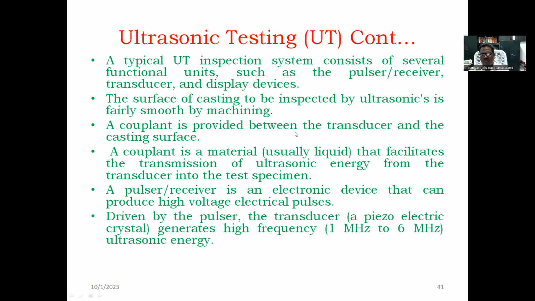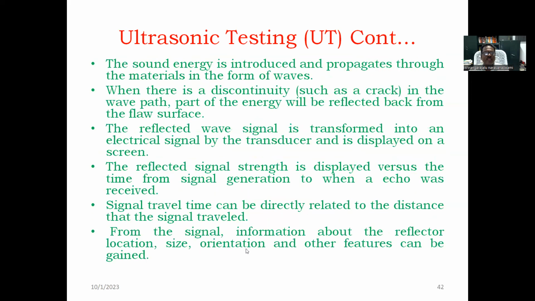A couplant is provided between the transducer and the casting surface. The couplant is a material, usually liquid, that facilitates the transmission of ultrasonic energy from the transducer into the test specimen. A pulsar or receiver is an electronic device that can produce high voltage electrical pulses. Driven by the pulsar, the transducer, a piezoelectric crystal, generates high frequency, 1 megahertz to 6 megahertz, ultrasonic energy. The sound energy is introduced and propagates through the material in the form of waves.